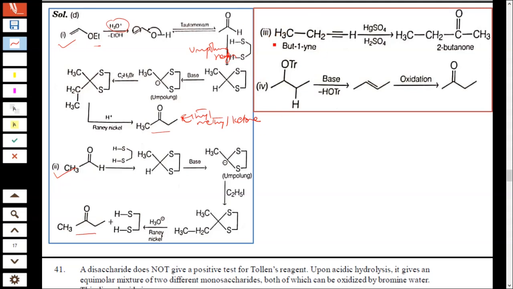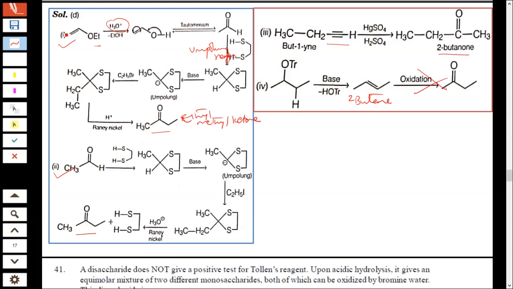Take option 3: but-1-yne is a triple bonded compound, and the reaction gives 2-butene, not the product ethyl methyl ketone. In option 4, on reaction with the base, it gives 2-butene. Only on oxidation does it give ethyl methyl ketone, but oxidation does not occur here. Hence compound 4 gives 2-butene.